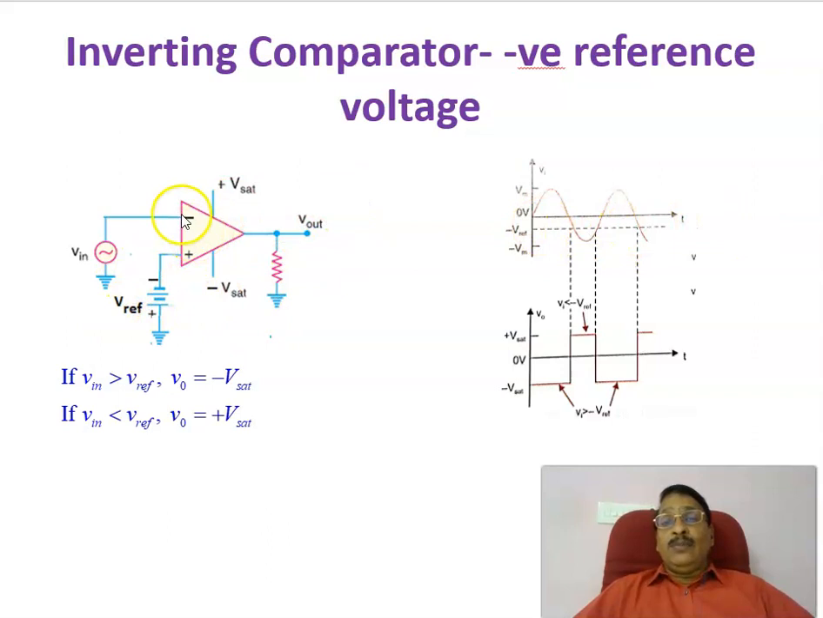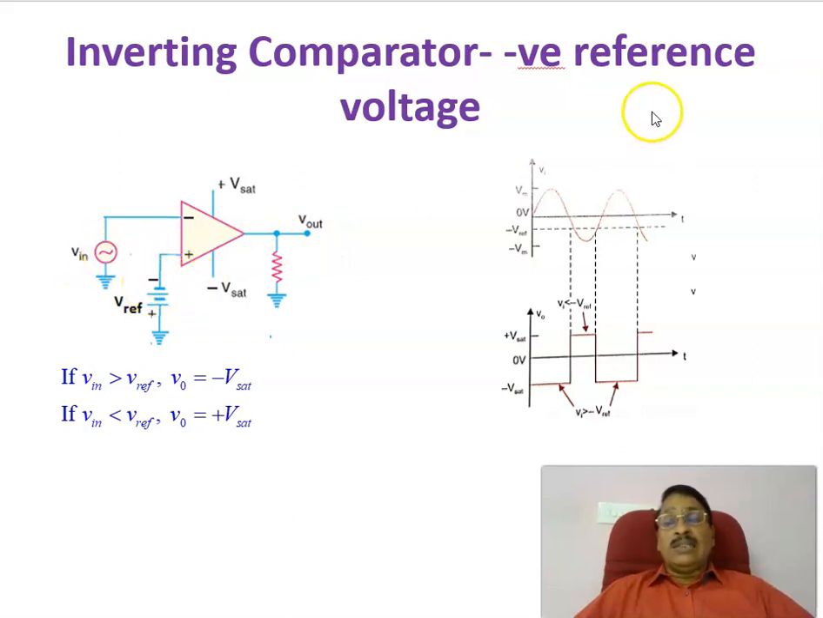Again, the rule is the same. If input voltage is more than reference voltage, output equals minus V sat, and if input voltage is less than V reference, output voltage equals plus V sat. Just apply this theorem for this one. Therefore, if input voltage is more than the reference voltage, means until this point, the output voltage equals minus V sat. And if input voltage is less than the reference voltage, output voltage equals plus V sat. Therefore, here it equals plus V sat. Then that will be continuing. Therefore, the output is either minus V sat or plus V sat, depending upon the relative magnitude of the input voltage and the reference voltage.